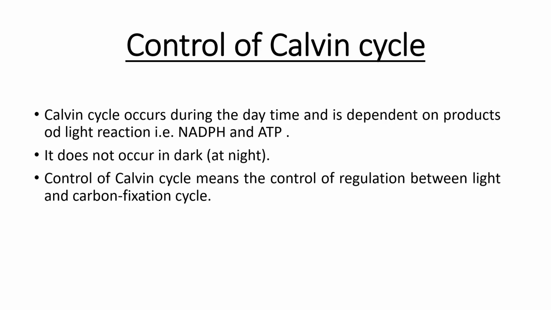The next is about how we can control the Calvin cycle. The Calvin cycle occurs during the daytime and is strictly dependent on the products of the light reaction, that is NADPH and ATP. The metabolic activity at night is mainly shifted to carbohydrate oxidation, when the plants consume oxygen rather than producing it. So the Calvin cycle does not occur in plants at night.